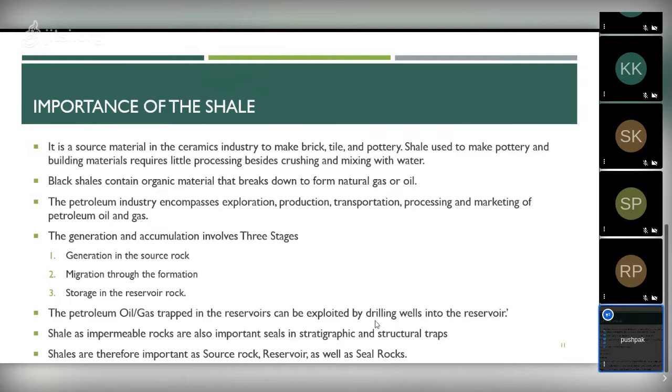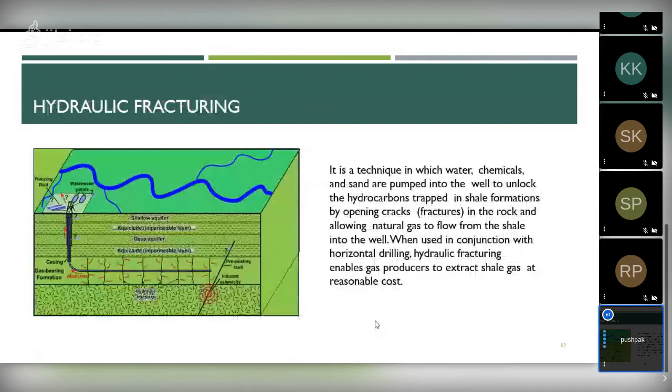Hydraulic fracturing is a technique in which water, chemicals, and sands are pumped into the well to unlock the hydrocarbons trapped in shale formations by opening cracks in the rock and allowing natural gas to flow from the shale into the well. When used in conjunction with horizontal drilling, hydraulic fracturing enables gas producers to extract shale gas at reasonable cost.